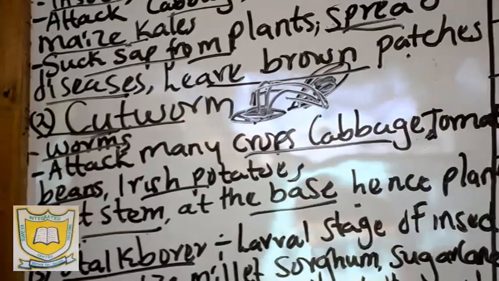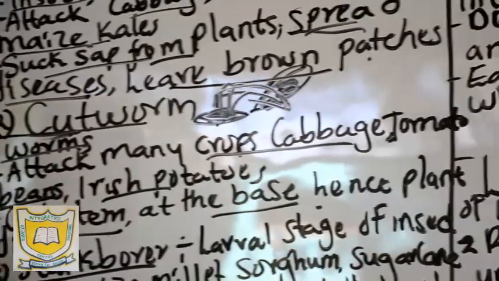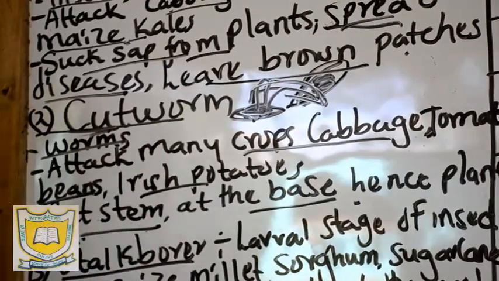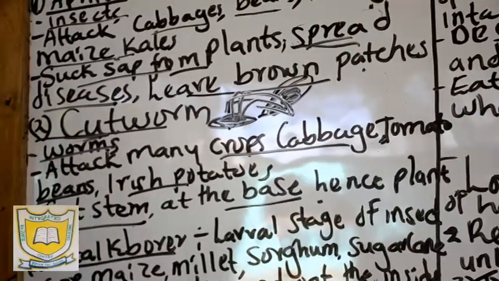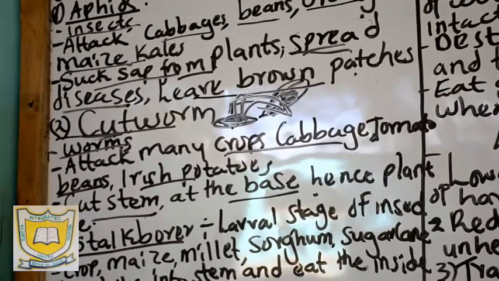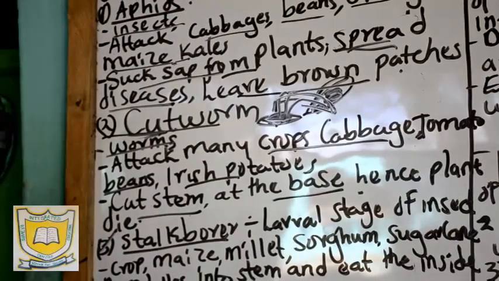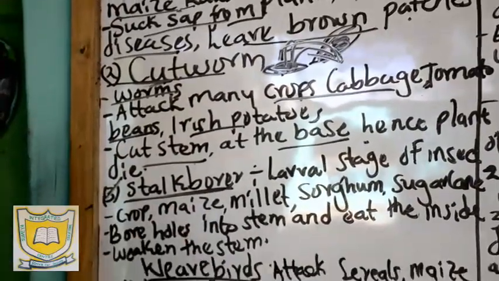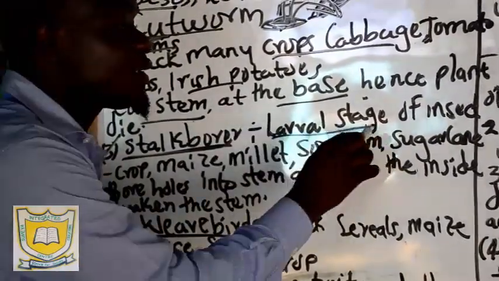So hence it leads to death of that plant. So the effect of cutworm, it leads to death of the plant, and also it may lead to spread of diseases. We move to the third pest, and still on the field pest, we have the pest called the stalk borer.